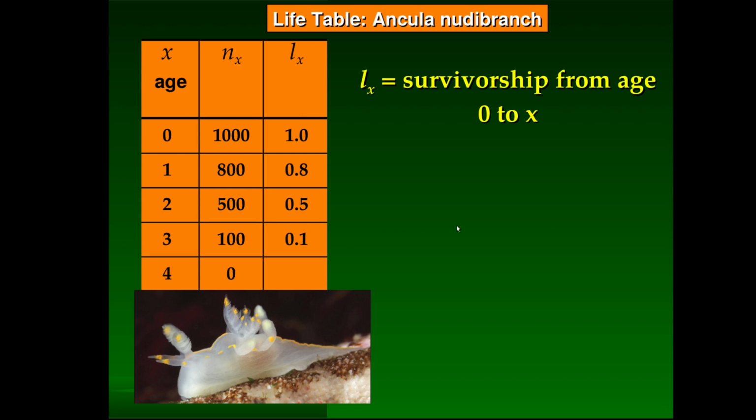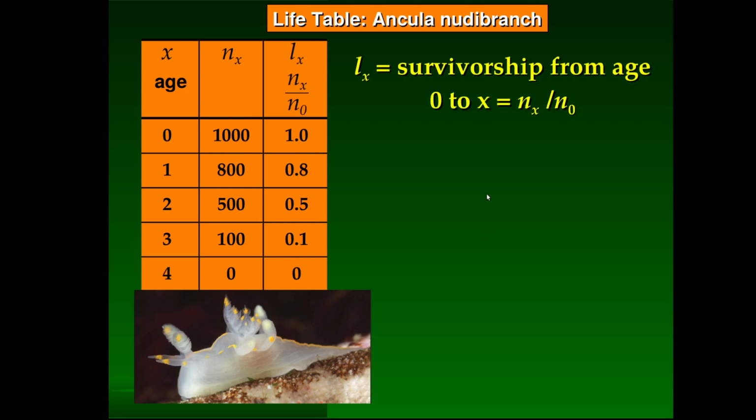And finally, let's say that at age 4, none remain. So survivorship is now 0 from age 0 to age 4. Notice in the survivorship column that the first number is always 1 and the last number is always 0. You start out with 100% of individuals, you end up with 0%. And we can write down the general equation for this: L of x is equal to N of x divided by N at age 0.